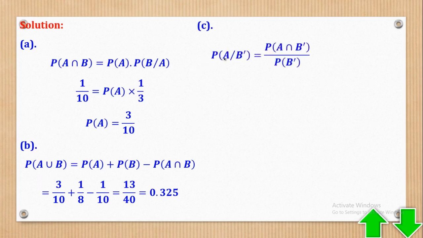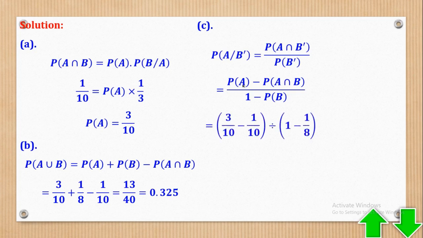So part C, we shall say that probability of A given B complement is equal to probability of A intersection B complement over probability of B complement. I think we realize that what is here is what is here. The next is to use contingency table. You realize that probability of A intersection B complement is equal to probability of A minus probability of A intersection B. Then down, probability of B complement is the same as 1 minus probability of B. So next is to substitute.